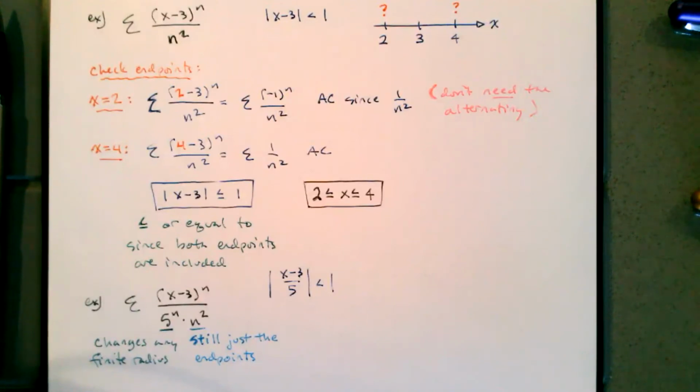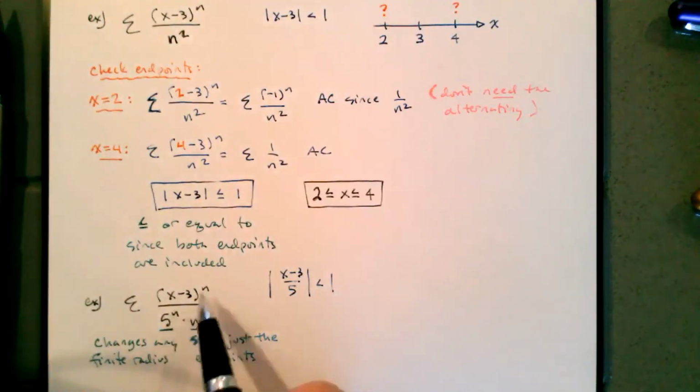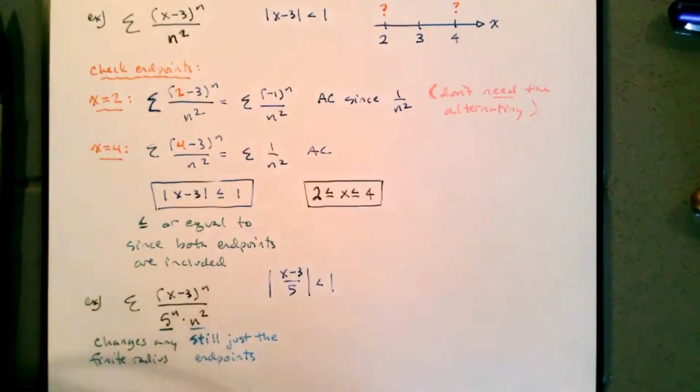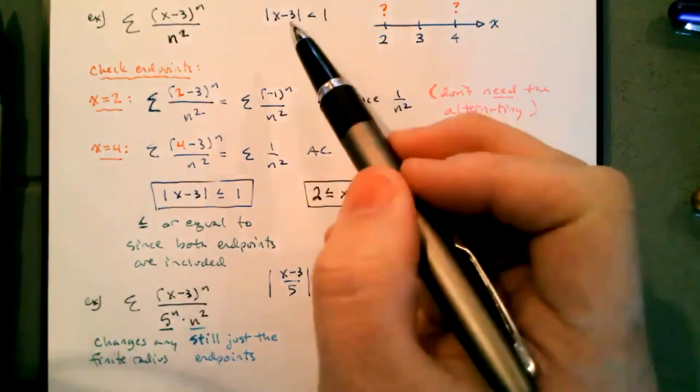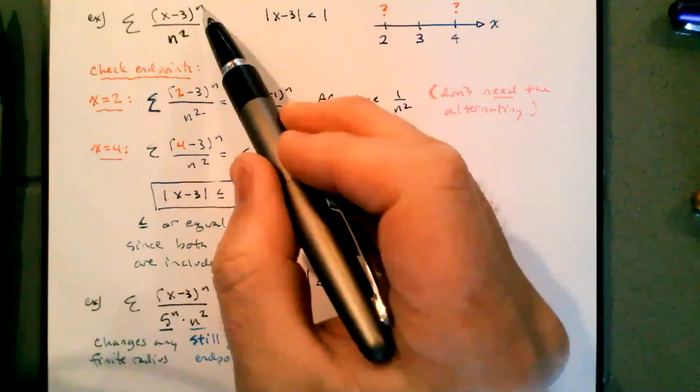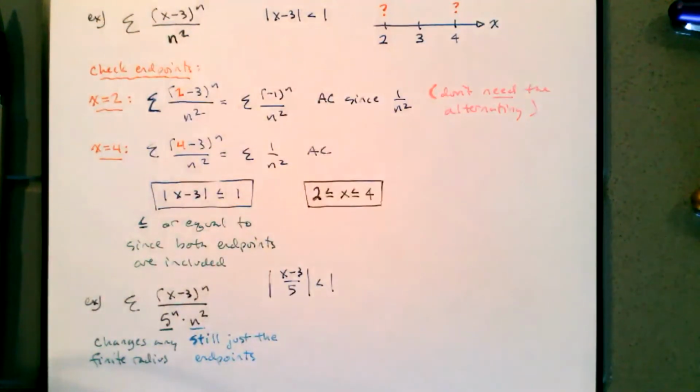Professor, why wouldn't you include the n squared? Because the n squared is not part of the exponential stuff. N squared, I'm just going to put that aside because that's still just going to affect the endpoints. In the same way that I just grabbed the x minus 3, the geometric stuff, I just identify the common ratio, ignoring any polynomial factors. I'm just acting like a ratio test.